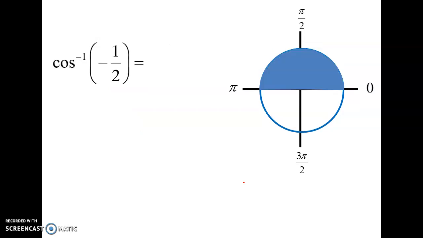And then the last one for cosine we're going to use in the notes is negative 1/2. So we're looking at the unit circle for the x value of negative 1/2, and that is 2 pi over 3. Okay, so that is inverse cosine.